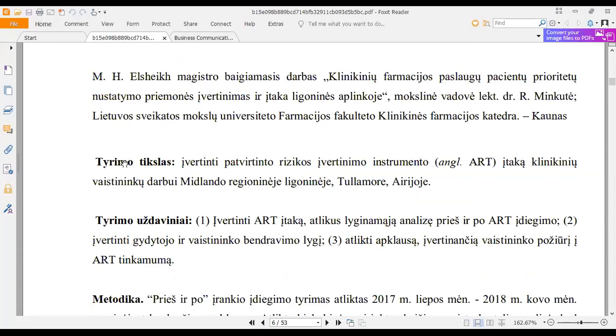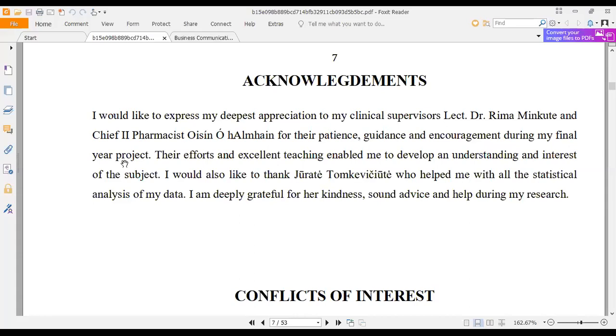Then you have acknowledgements. So in acknowledgements, you acknowledge the efforts done by other people. You thank other people. For example, you thank your supervisor. You thank your head of department. You thank the colleagues who helped you, and everybody who helped you. And sometimes you thank your parents also. And then you can also have a dedication.